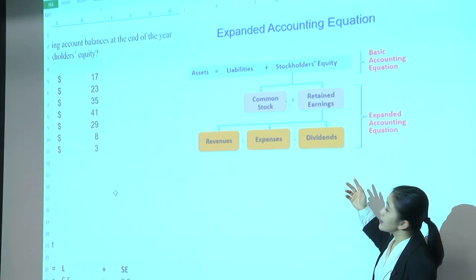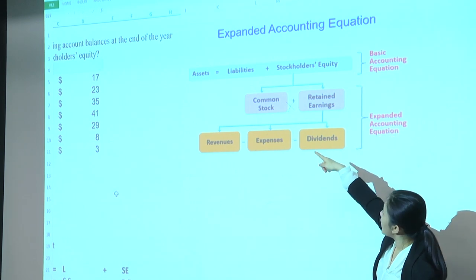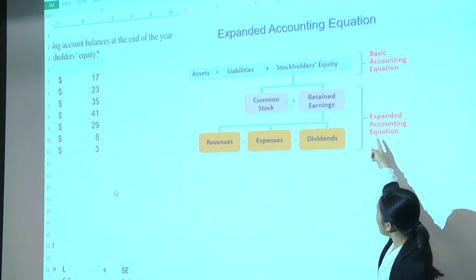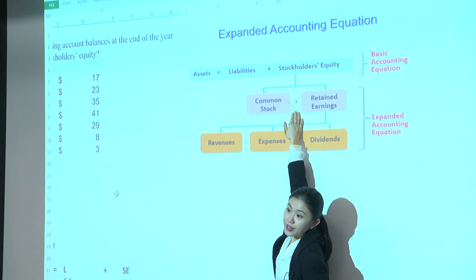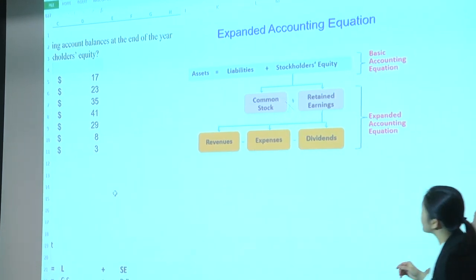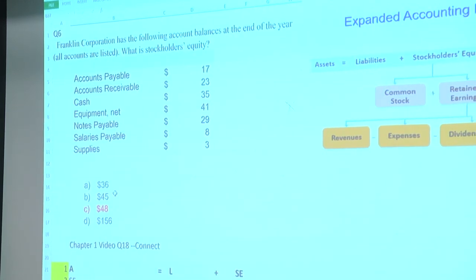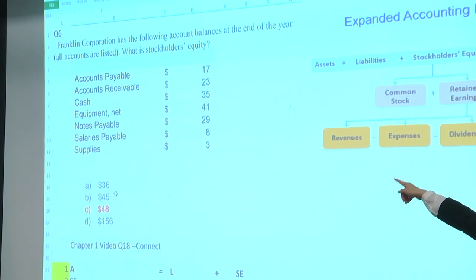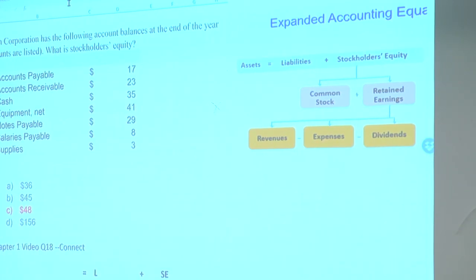Again, we have two choices. Either use the first row, the basic one: if you can find out what is asset and what is liability, then we have stockholders' equity. Or if we have more information, probably from here, then we will go backward and get the answer for stockholders' equity. Now we are provided the accounts. So the first thing we need to do is decide what these accounts are. Are they assets, or are they revenues, expenses? All right, so let's go over it one by one.